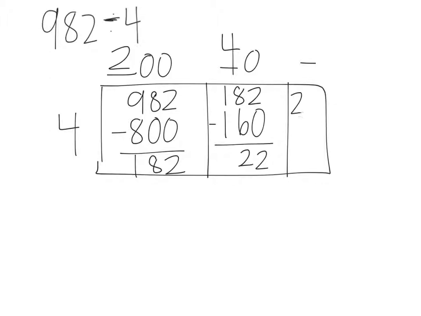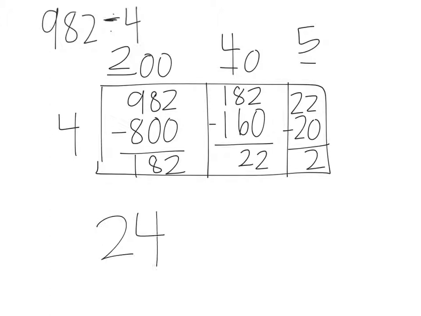And I'm going to bring that up here. And then we already know that. And we know that 4 times 5 equals 20. So we have a remainder of 2. So to get our answer, we put all of these numbers up here together. So that's 245, remainder 2. Okay, so that's the place value way.